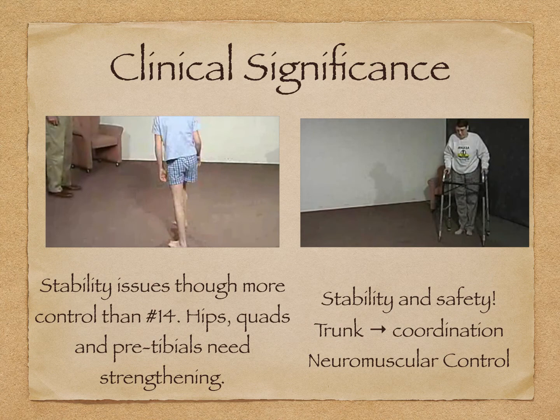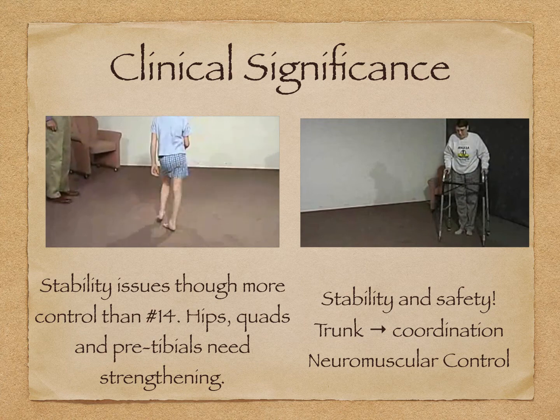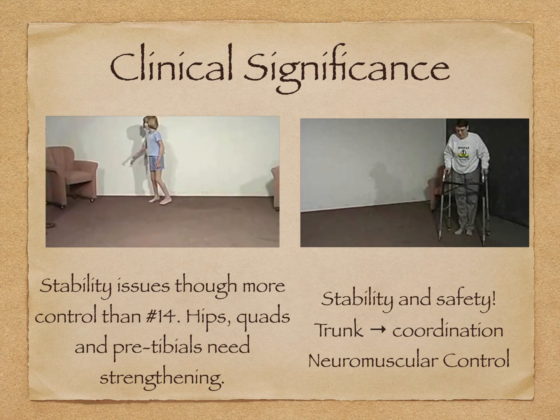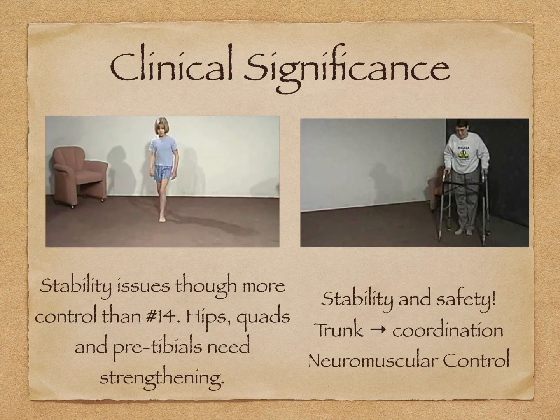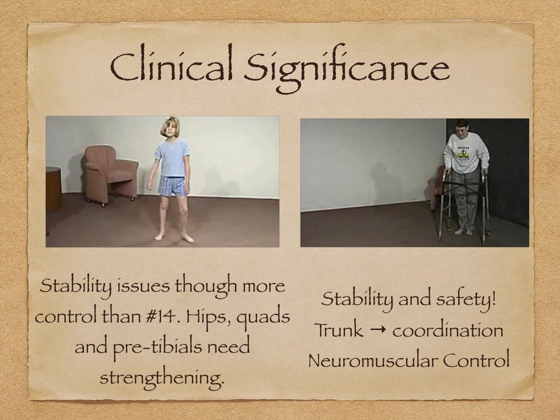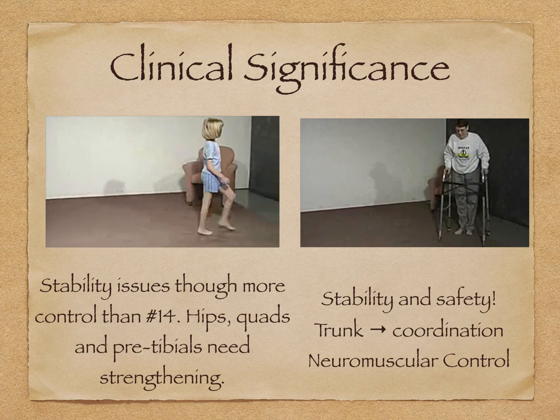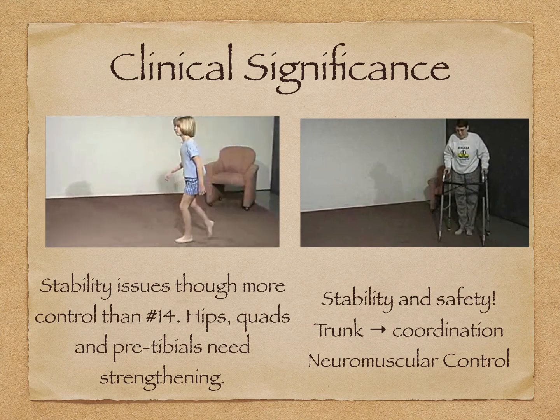Okay, so moving on to the clinical significance of our findings. In subject 8, we are trying to work on her stability issues. However, she does have more control than subject 14. Her hip abductors are going to need some strengthening, as well as her quadriceps muscles and her pretibials.